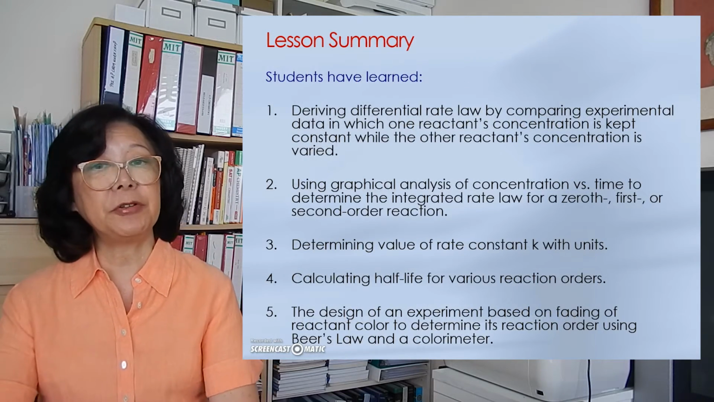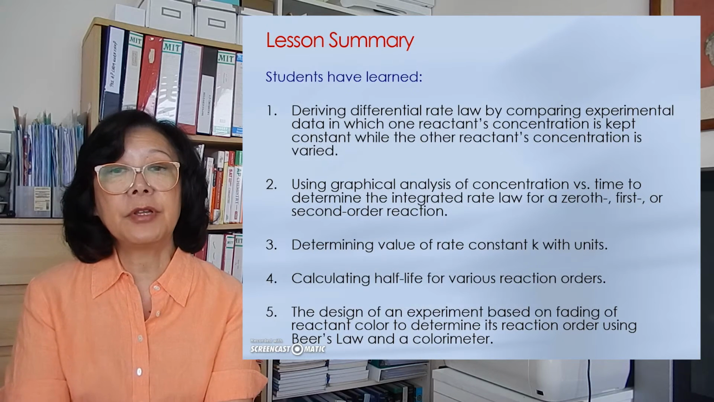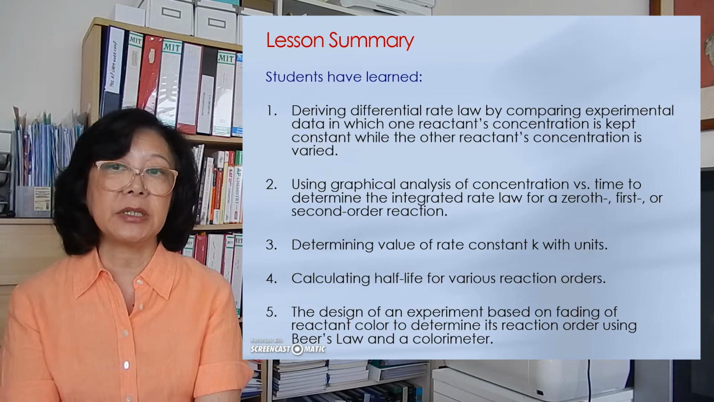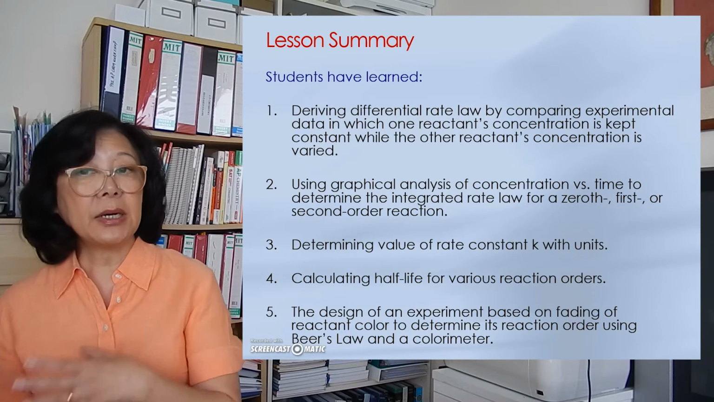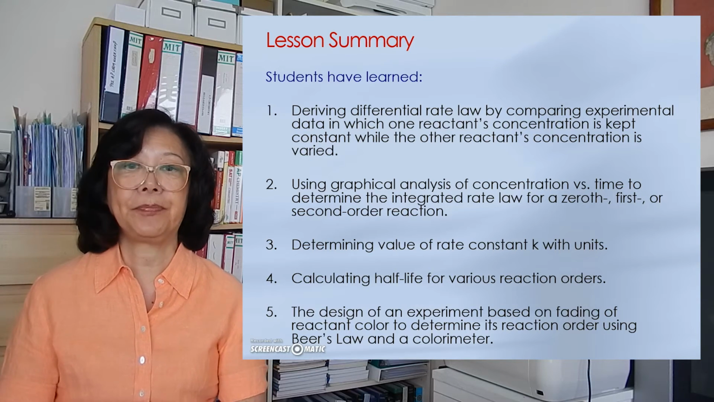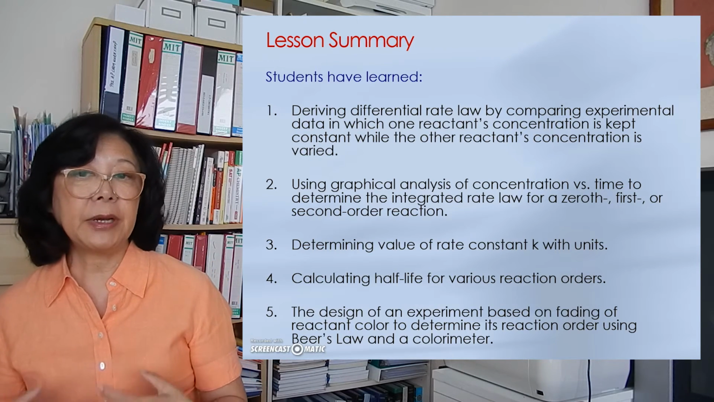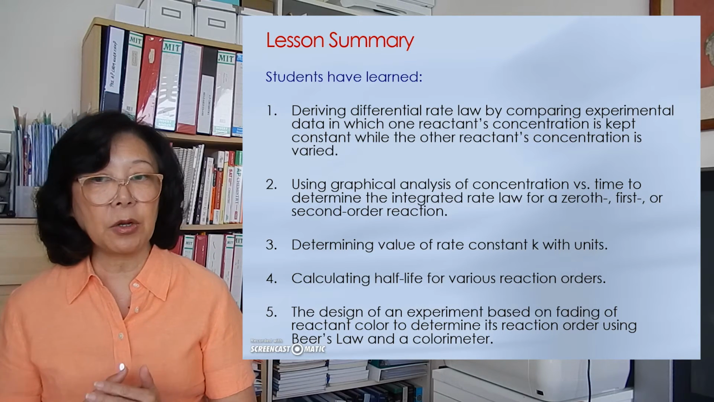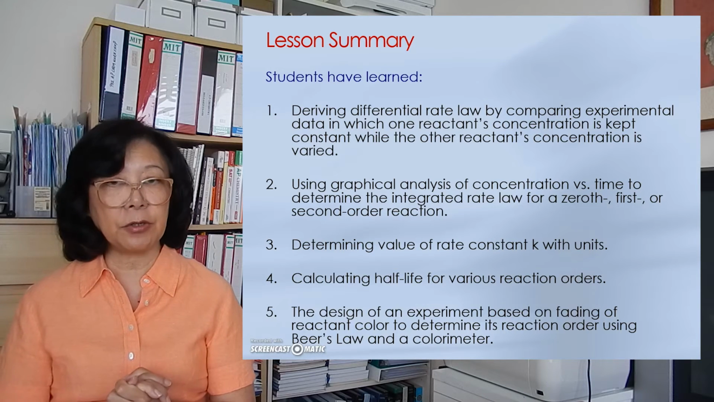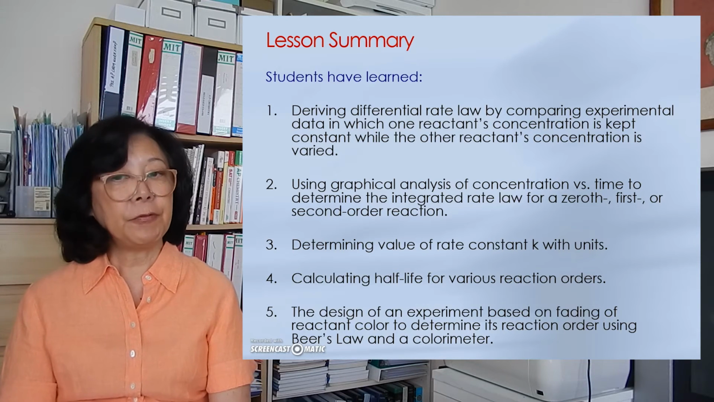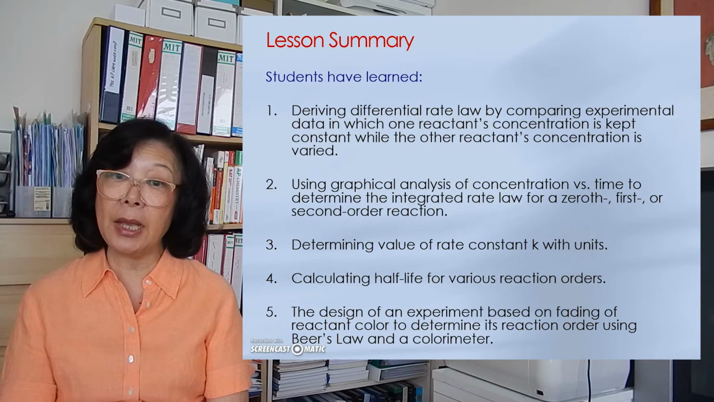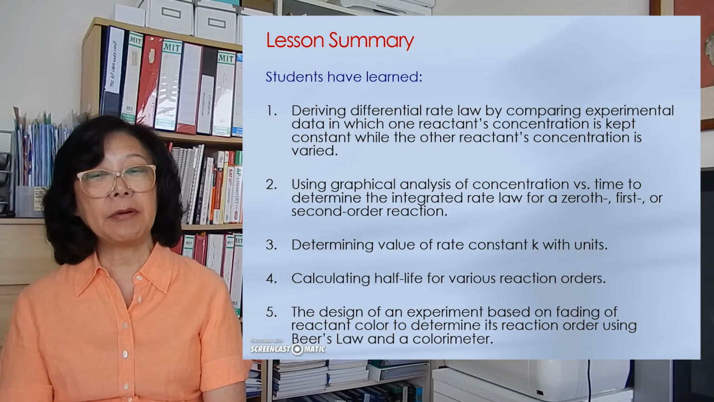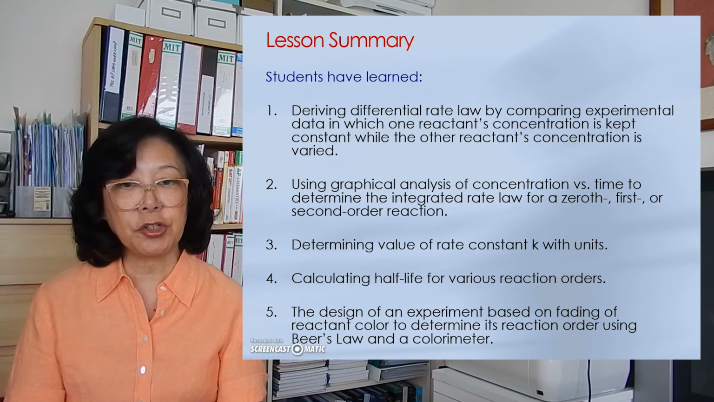So let's sum up what we have learned today. We learned how to derive the differential rate law by comparing experimental data in which one reactant concentration is kept constant while the other reactant concentration is varied. We used graphical analysis of concentration versus time to determine the integrated rate law for a zeroth, first, or second order reaction. We further determined the value of rate constant k for each kind of reaction with the respective units. Then we calculated the half-life for various reaction orders.